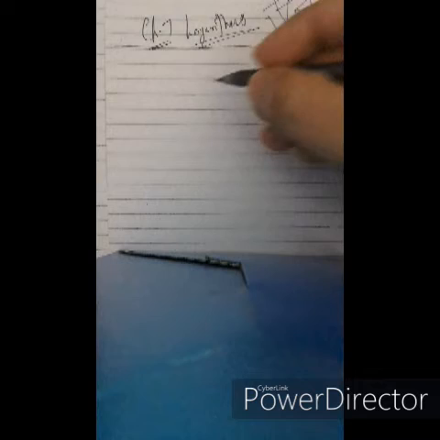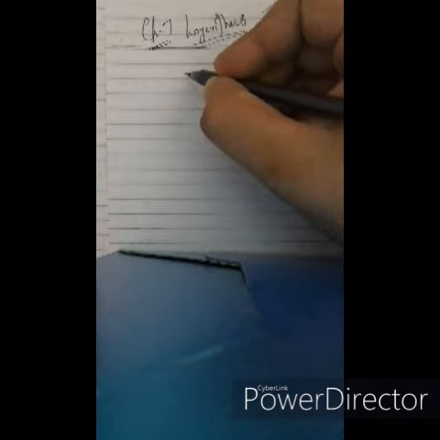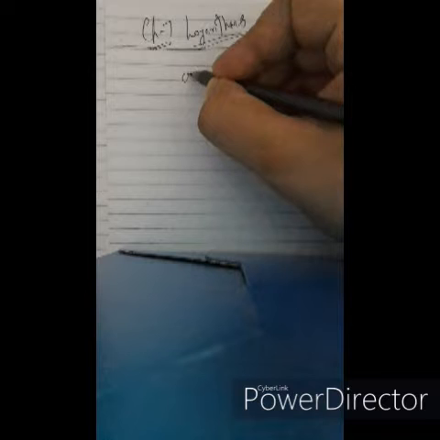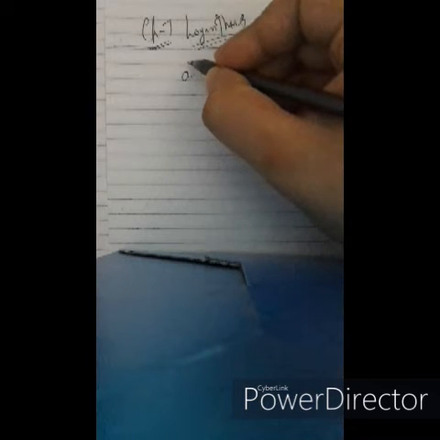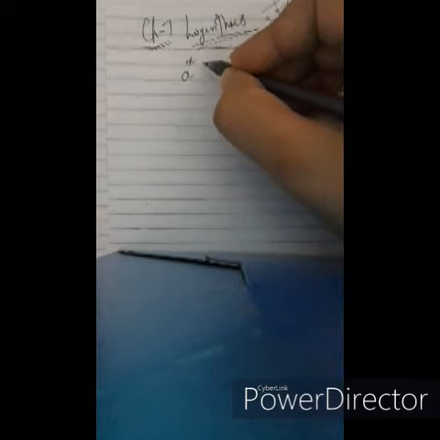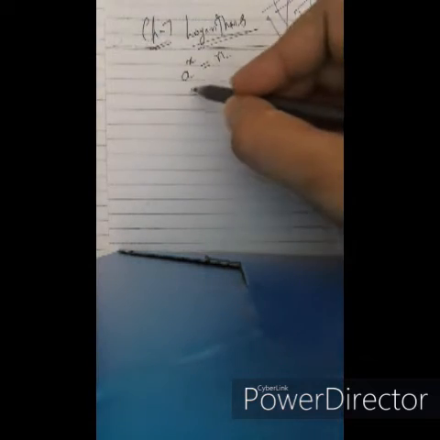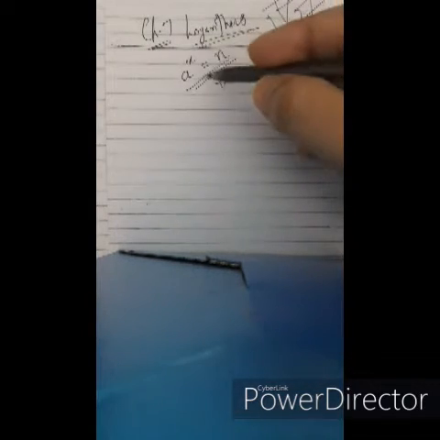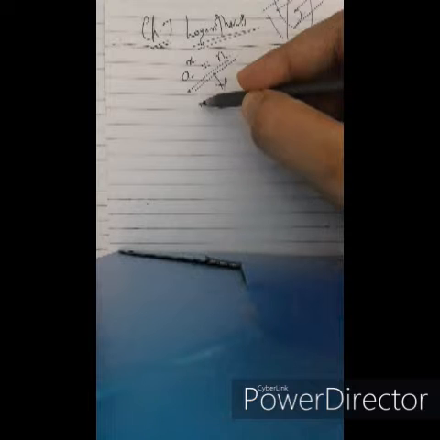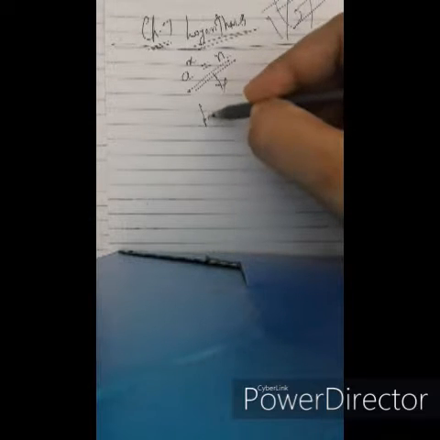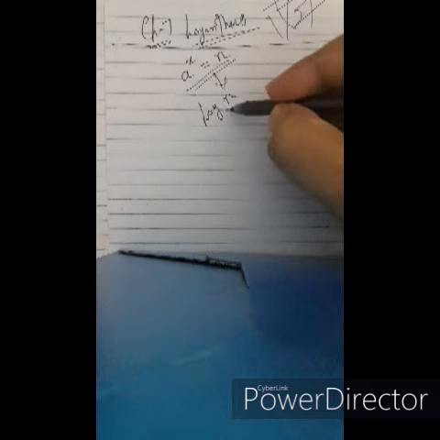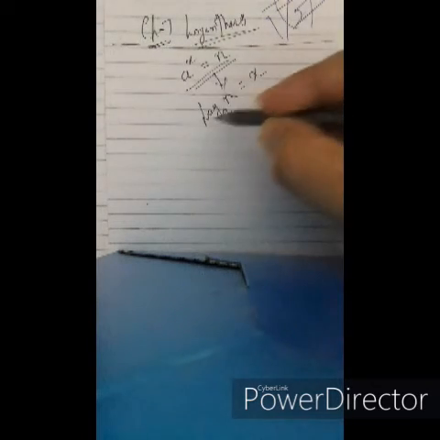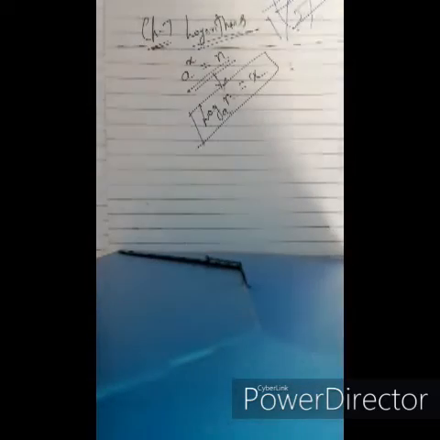How can we write logarithm? Suppose a number a to the power x is equal to n. A to the power x equals n is the equation. So how can we write the log of this? You have to remember this thing: log of n to the base a equals x. That's the formula of log.